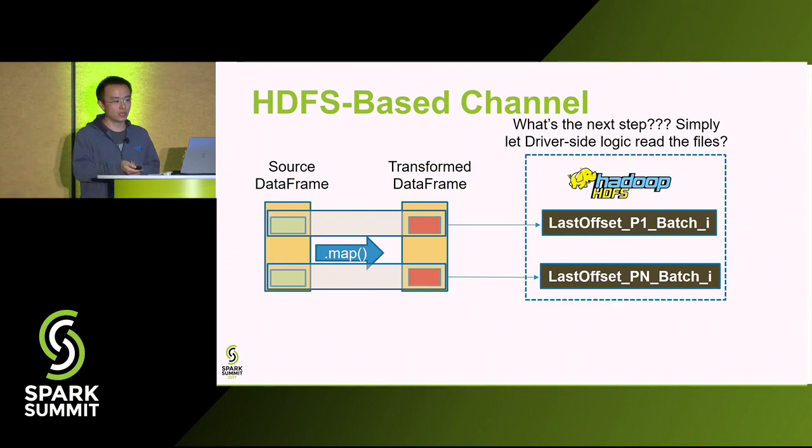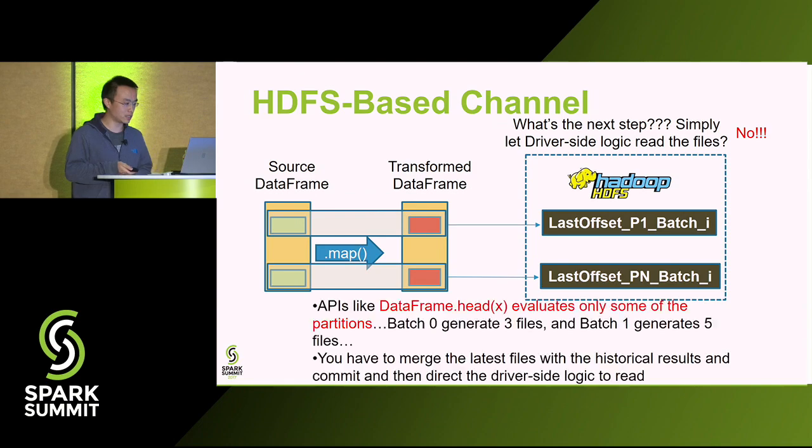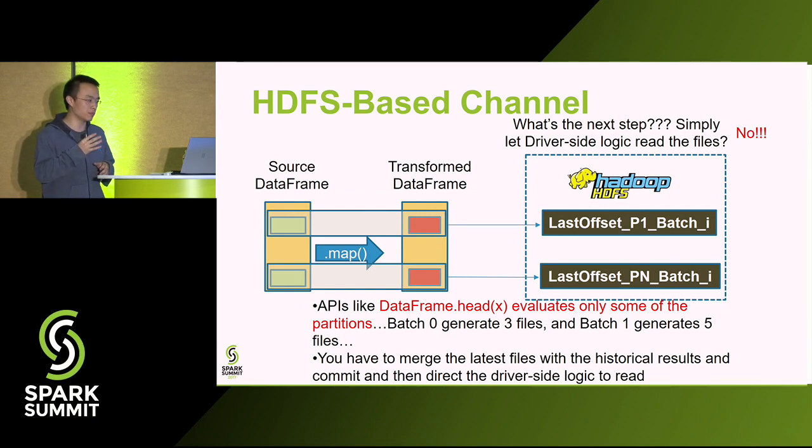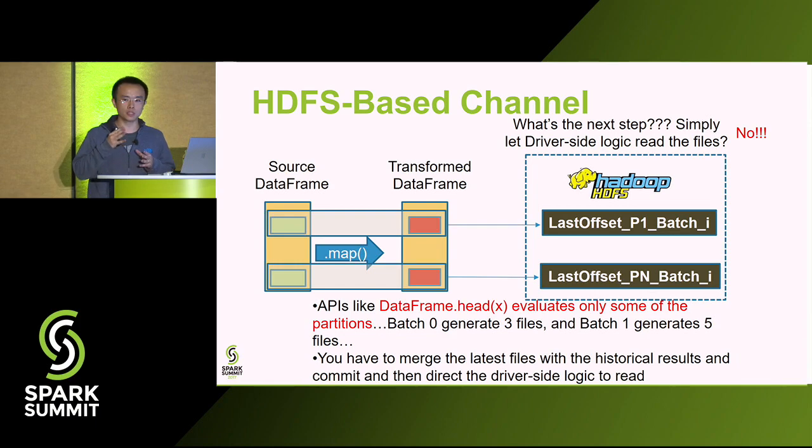We generate a file. Can we just let the driver-side logic read these files to get the end offset of the last batch? Unfortunately, the answer is no. Let's consider APIs like head in data frame. For this kind of API, it will only evaluate some of the partitions in the data frame. That means in different partitions, you will get a different number of files. And because of this, we have to merge the latest files with the historical results, and then commit, and then direct the driver-side logic to read the committed results.